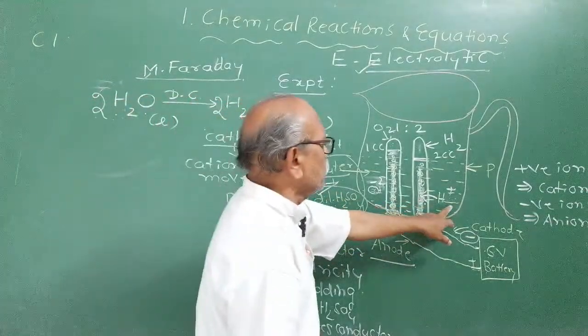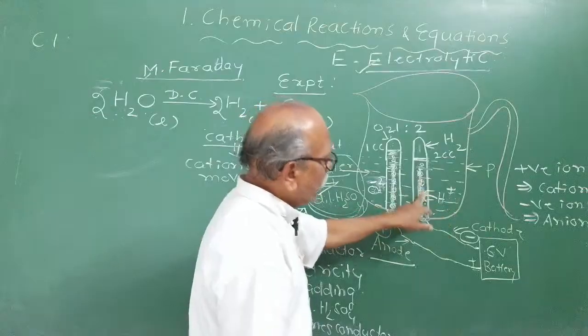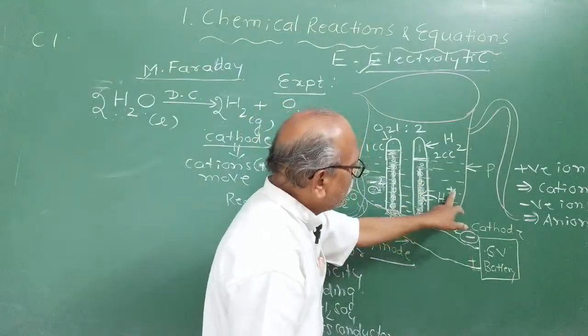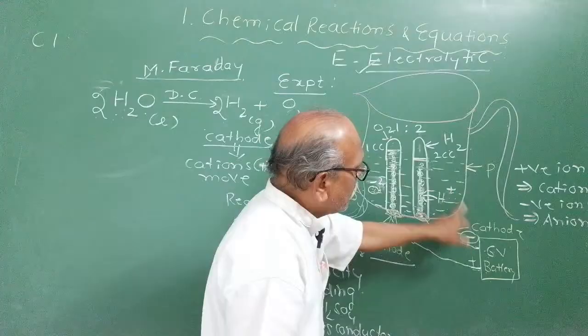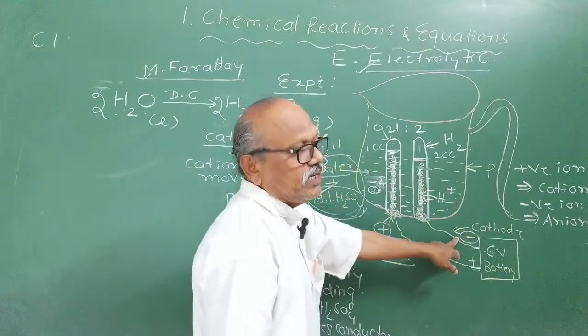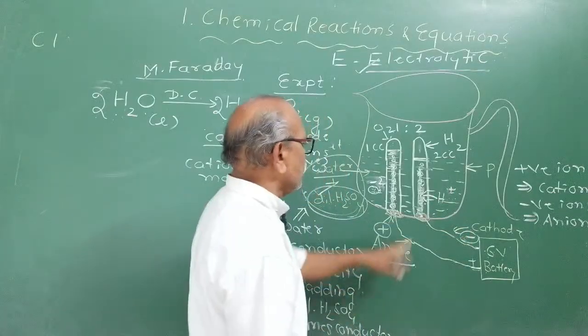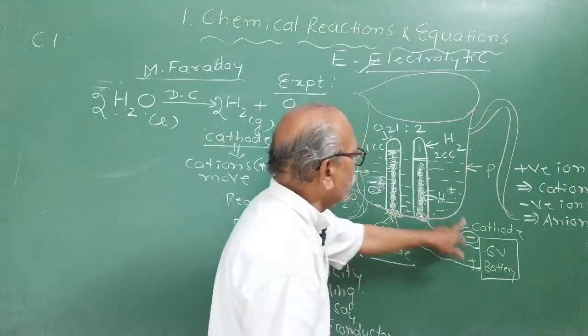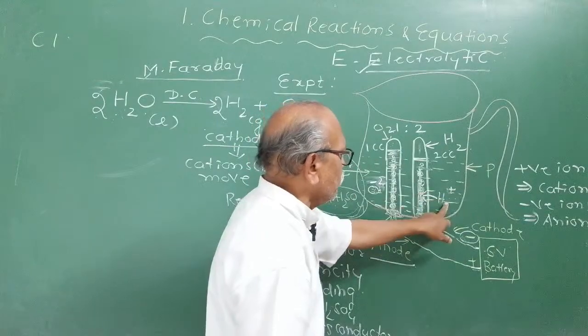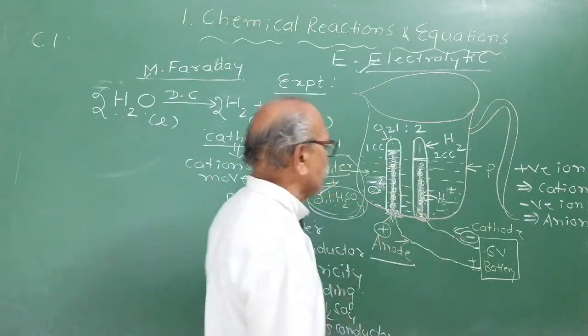Why do cations move towards the cathode? The cathode is negatively charged. Opposite charges attract each other is one of the laws in electricity. Negatively charged electrode attracts positive ions, that is, cations. Therefore, the negative electrode is called the cathode.